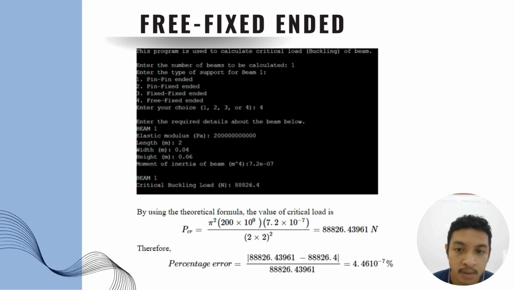Then we compare with the theoretical formula. The value of the critical load from the theoretical formula is 8882.643961 Newton. Therefore, the percentage error is found to be 4.4610 times 10 power of negative 7%.